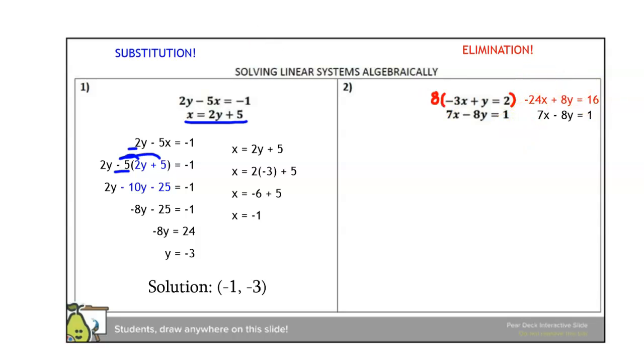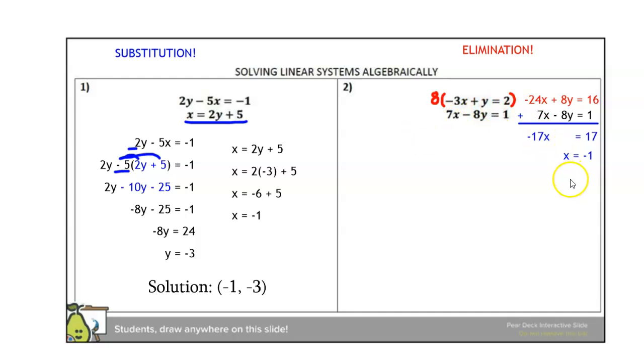Now we're just going to add downwards. So negative 24 and 7 gives me negative 17x. 16 and 1 gives me 17. Now I'm just going to divide both sides by negative 17, and I'm going to get x is equal to negative 1. But keep in mind, I am not done.